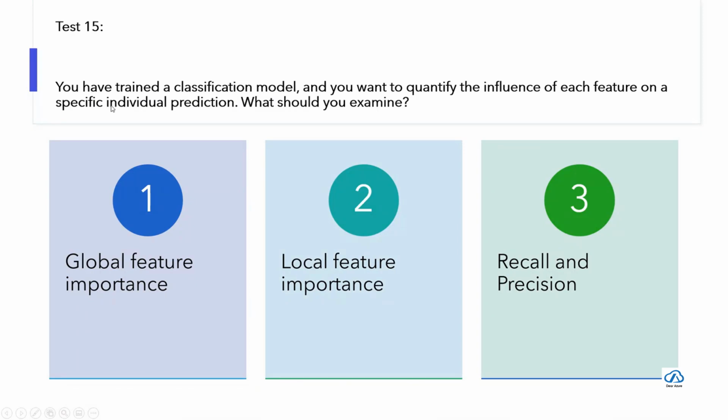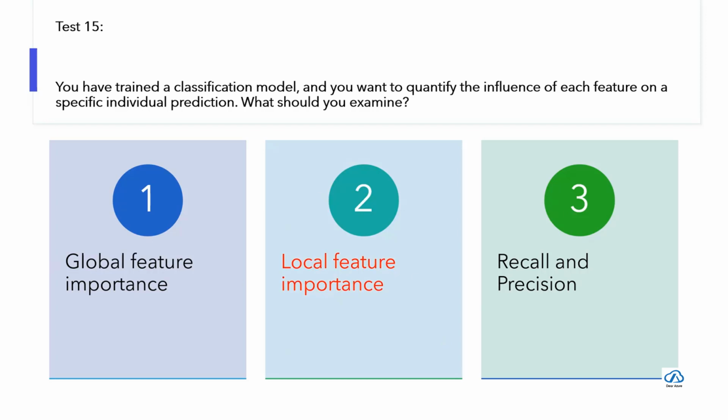Okay, the last question. You have trained a classification model and you want to quantify the influence of each feature on a specific individual prediction. So it is an individual prediction. What should you examine? Global feature importance, local feature importance, or recall? I got the answer local. Yes, local feature importance.